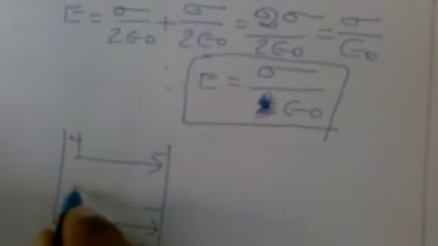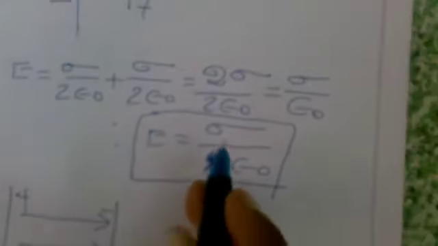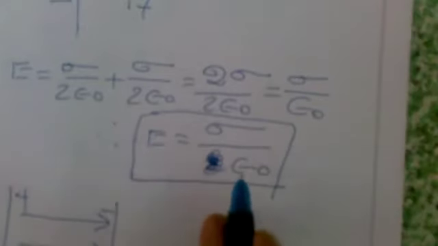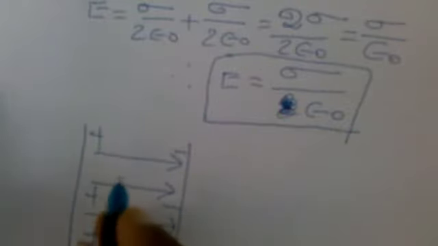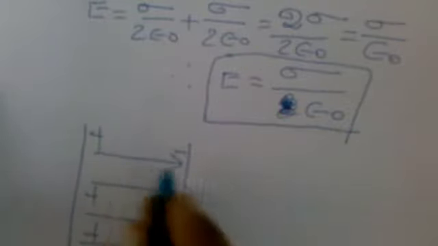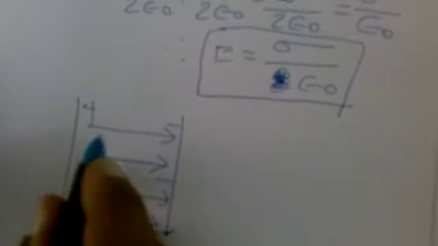So we got a net field whose direction is positive to negative, and this is called a uniform electric field because it does not depend on distance. It is simply sigma by epsilon 0, where R is not there. Means at every point between the two plates, the electric field is the same, sigma by epsilon 0 only. It is not varying from point to point, so it is called a uniform field. That is why it should be shown with parallel straight lines with equal separations.